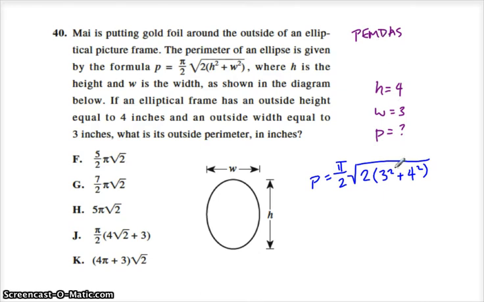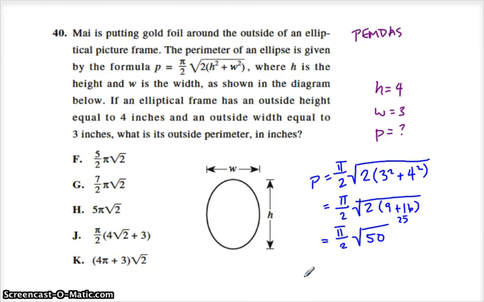So again, parentheses first. So that means I need to do this before I multiply it to 2, but you knew that already. So I have pi over 2 times the square root of 2 times 3 squared is 9, 4 squared is 16. So I have that now underneath my radical. We'll keep going. I have pi over 2 still on the outside. Square root of 2 times 9 plus 16 is going to give us 25. So that means I have 2 times 25, which is 50.